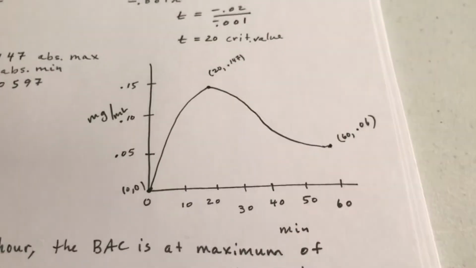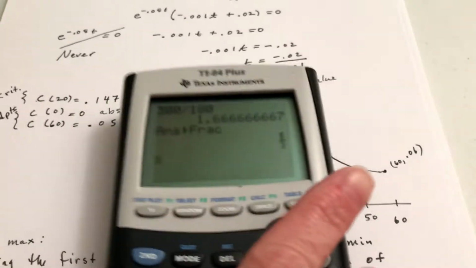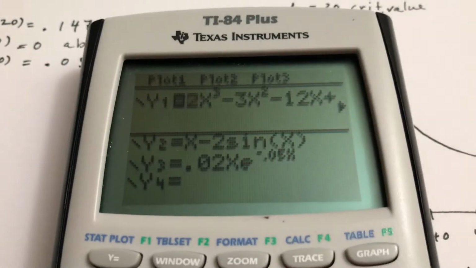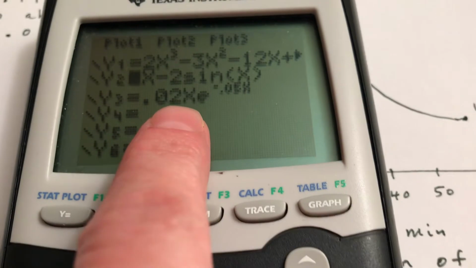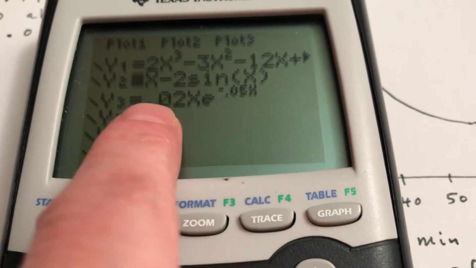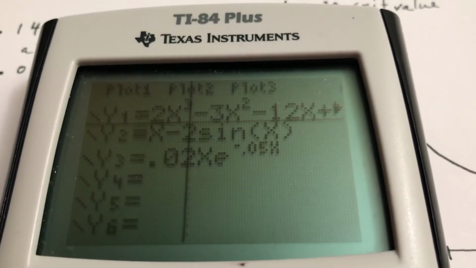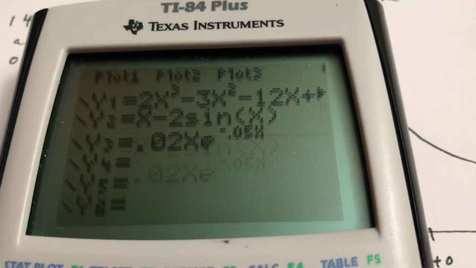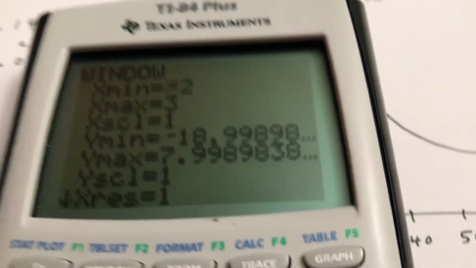I graphed this. Now, how did I graph this? I didn't just do that. I went to my calculator and I went to y equals. Now, I don't need that polynomial. I'm going to come down here. Oh, by the way, I did look at the one previous, x minus 2 sine x. If you want to see that graph, it looks like, whoops, I don't even have it in here. You have to turn it on like this. And what was that window? I forgot to show it to you.